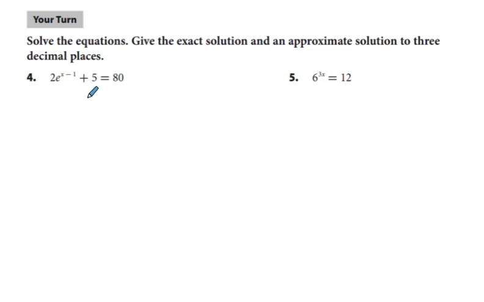Okay, first thing here with this one, 2 times e to the power of x minus 1 plus 5 equals 80. First thing, subtract 5. So we have 2 e to the power of x minus 1 equals 80 minus 5, or 75. Next thing, we divide by 2. So we have e to the power of x minus 1 equals 75 divided by 2, which is 37.5.